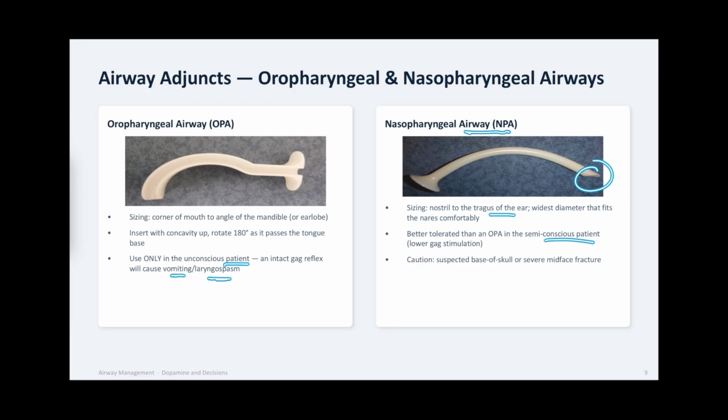There is one major contraindication to this: a base of skull fracture or severe mid-face fractures. In these patients, an NPA could potentially enter the cranial vault. Although it is rare, this is a devastating complication. So always assess facial injuries before inserting one. If your bag mask ventilation isn't working well, insert an OPA or NPA. It often improves the ventilation dramatically within seconds. Never underestimate these simple devices.